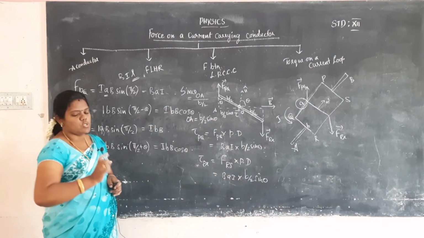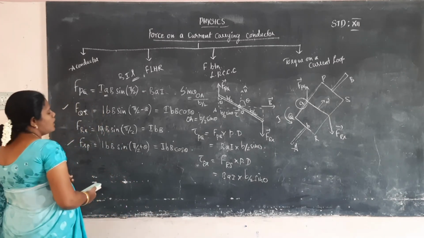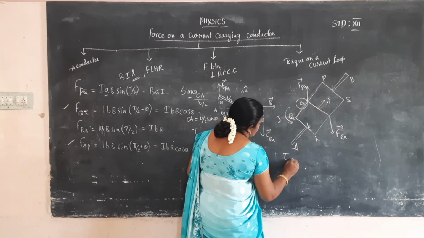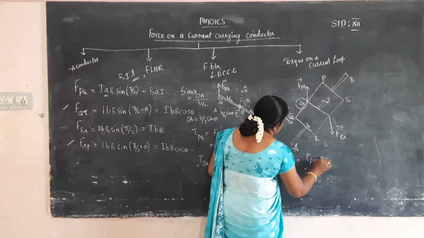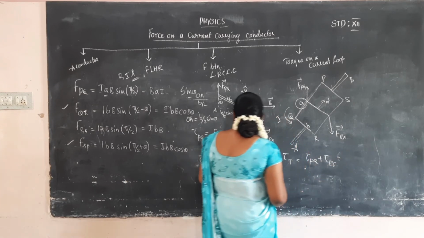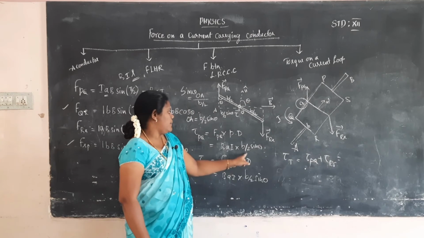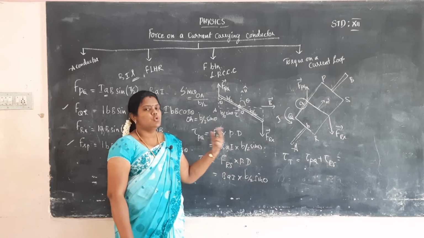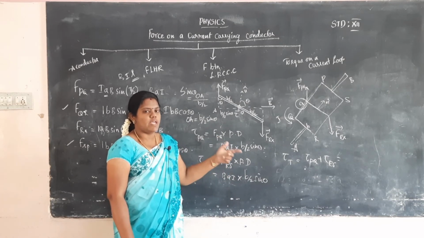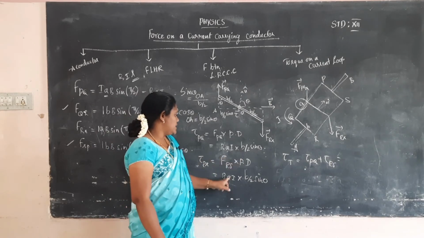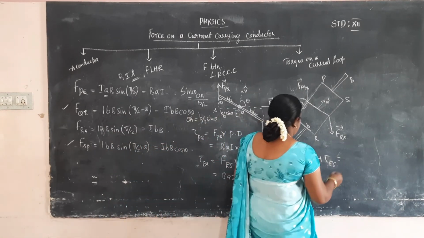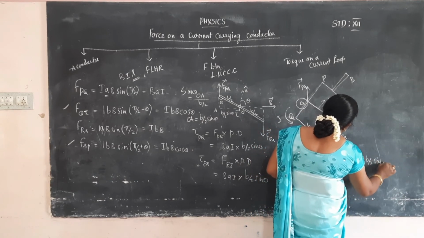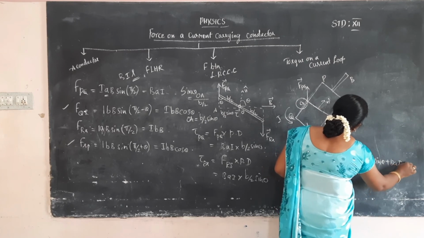Now consider the total torque acting on the two arms. How will you calculate the total torque? Tau total is equal to tau PQ plus tau RS. Substituting the two values, BAI into b by 2 sin theta, and b by 2 sin theta. b by 2 plus b by 2 is 2b by 2, the 2 cancels, giving b sin theta. So the formula is BAI into b by 2 sin theta plus BAI into b by 2 sin theta.